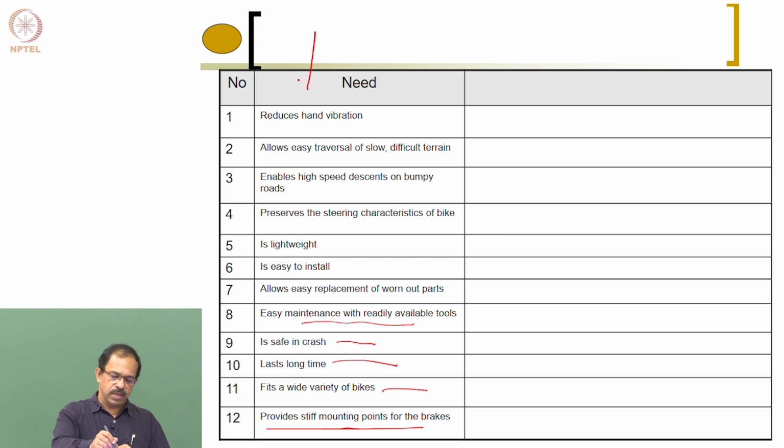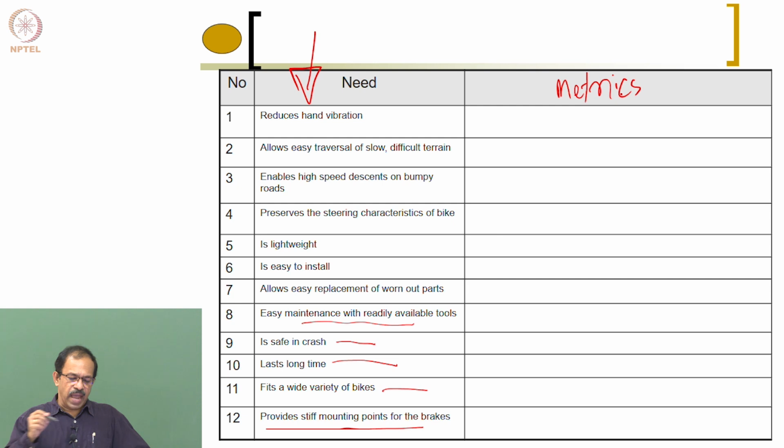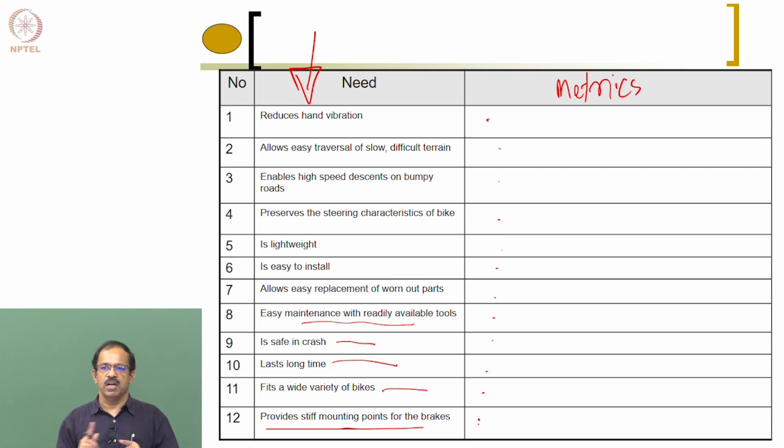Assume that these are the customer needs you identified, each with its own priority. Now, the task is to see what are the metrics that you can identify for these needs. And as I told you, every need should have at least one metric. If there is no metric for one of these needs, then you are in trouble. You need to make sure that there is at least one metric associated with each need. So, tell me, what are the metrics that you can identify? Let us start with the simple one. Lightweight.